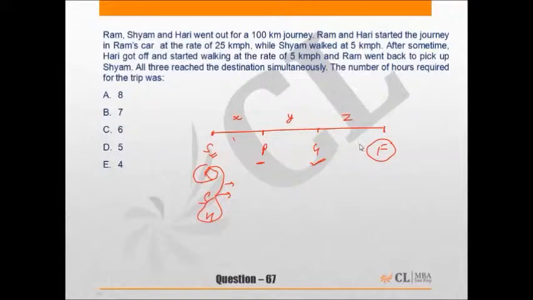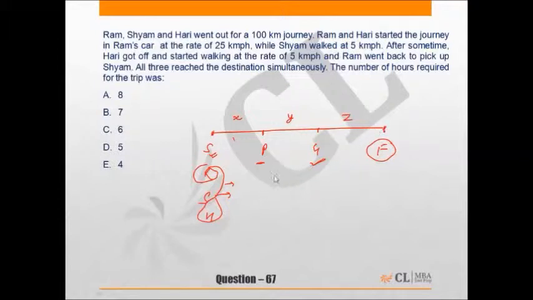We have to find the number of hours required for the trip. Here x is the distance between the starting point and the point at which Ram picks up Sam, and y is the distance between the point at which Ram picks up Sam and Hari gets off from Ram's car, and z is the distance that Hari travels by walking to reach the destination.